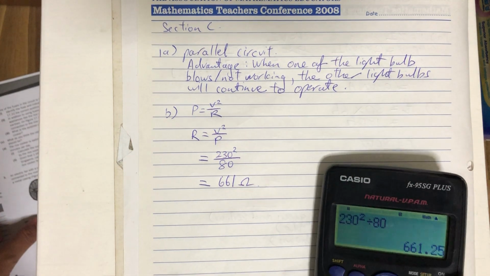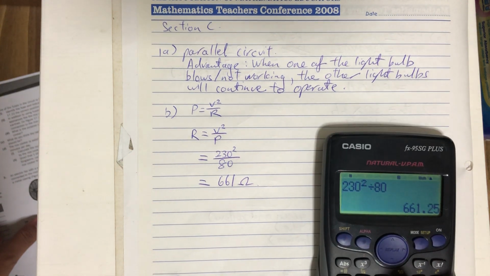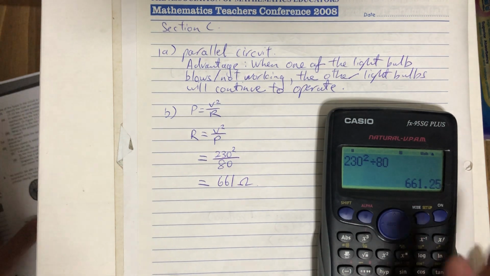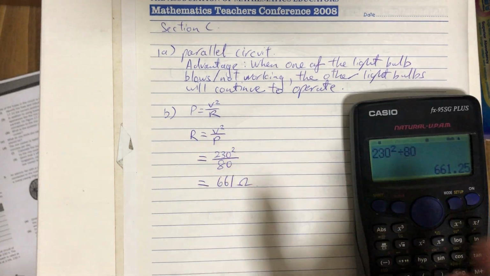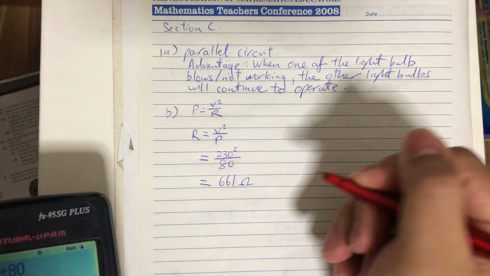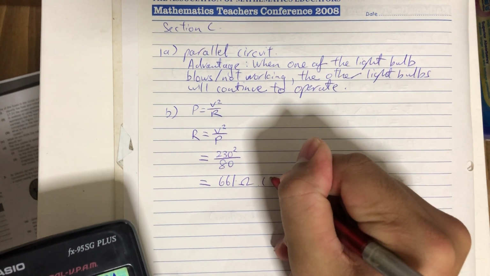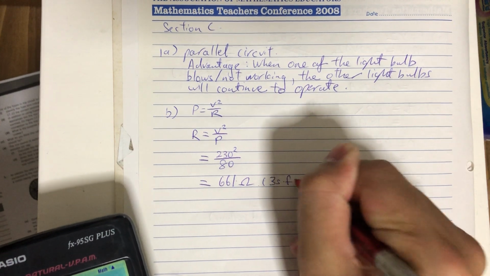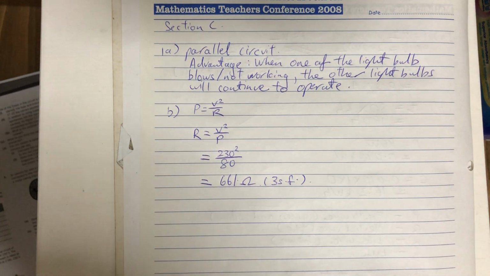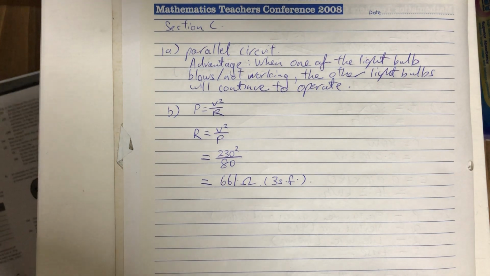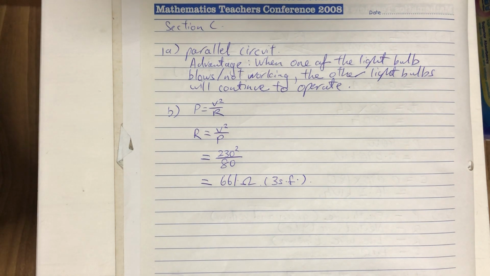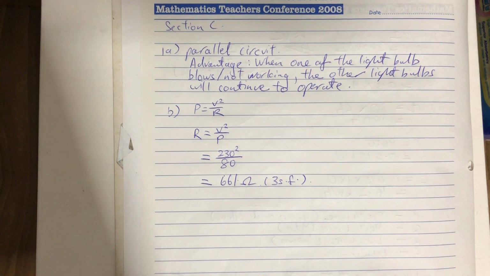Did I do everything correctly? V squared over R, V squared, 230 squared. Yeah. Okay, you notice that I get 661 ohms here. 0.25 to be exact. But I will not use the exact value here. In fact, I'll use the rounded off value. What's the reason for this? Because we know that in real life it's not exactly 661.25, and there's a high chance that we are using the rounded off value all the way actually.